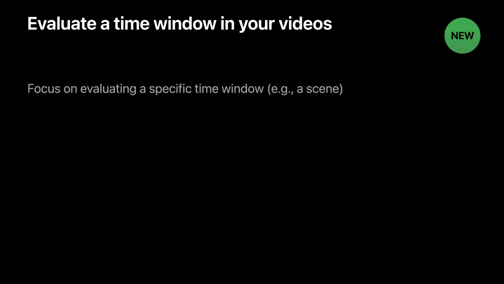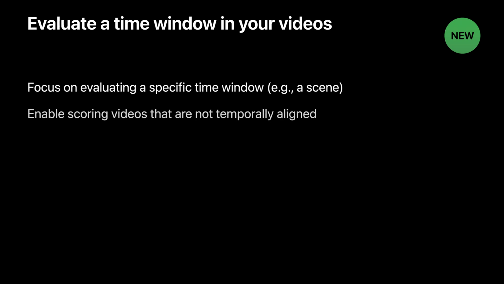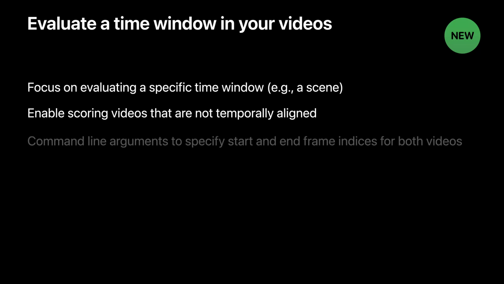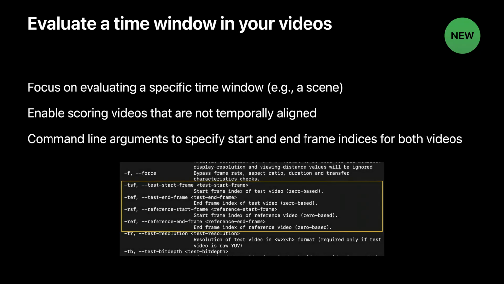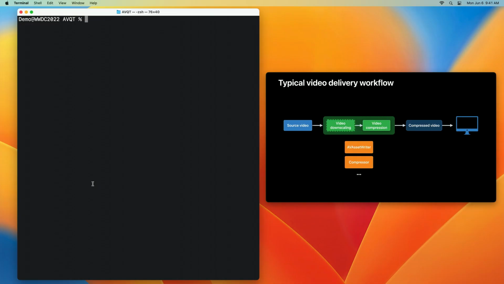Here is another feature that I'm excited to tell you about. You can now specify the time windows from your reference and test videos to be evaluated. This enables focusing on a specific scene or multiple scenes in your video. It also allows for comparing videos that are not temporally aligned. We added 4 new command line arguments to help you accurately specify the beginning and end of the video sections you're interested in analyzing. Let me show you an example of how to use the time window feature.